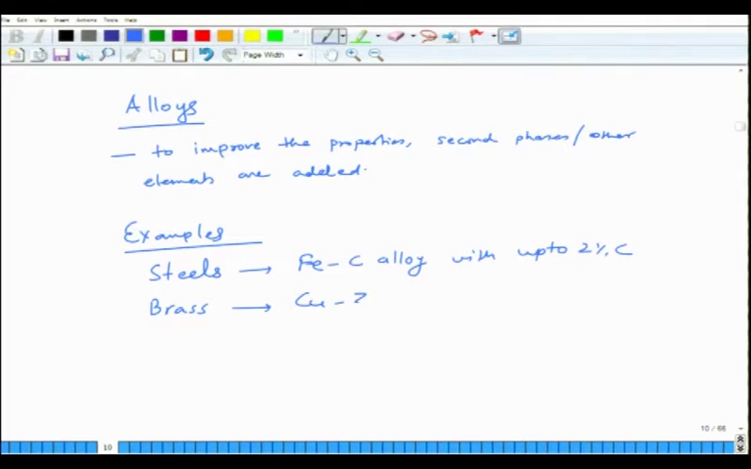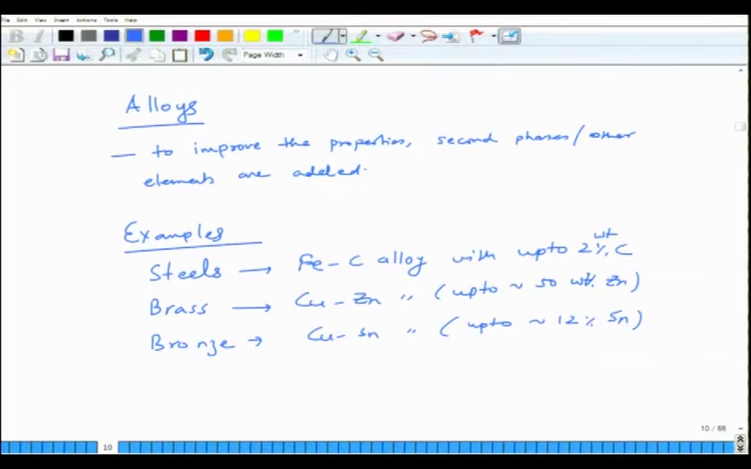Then you have brass. Brass is copper zinc alloy up to about 50 weight% zinc. And then you have bronze, which is copper tin alloy, which has up to about 12 weight% tin. Now, here one thing that is interesting is copper has a structure which is FCC, zinc is HCP. Copper again has FCC here, tin has HCP or BCC depending upon, but it is HCP.